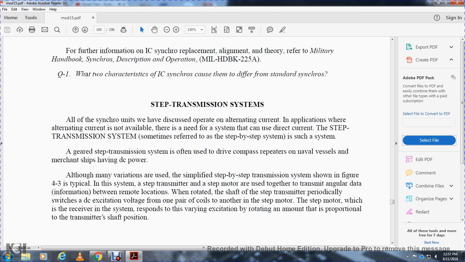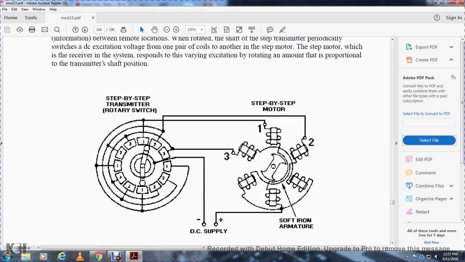Although many variations are used, a simplified step-by-step transmission is shown in figure 4-3. In a typical system, the step transmitter and the step motor work together to transmit angular position between the remote location. As the shaft of the step transmitter rotates, it periodically switches the DC excitation voltage from one pair of coils to another on the step motor, the receiver of the system, which responds with a varying excitation and rotates by an amount proportional to the transmitter shaft position.